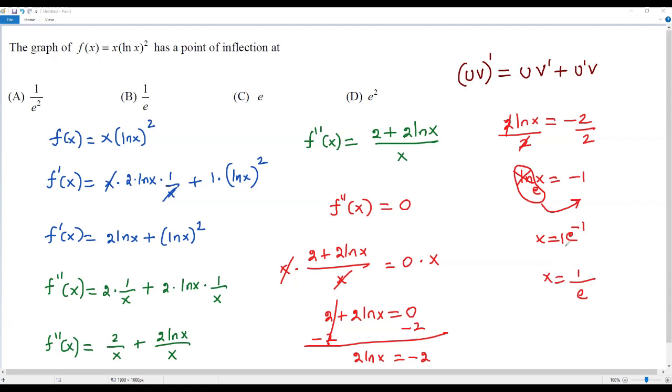I got this value of x by equating the second derivative to 0. Usually the value we get for x when we equate the second derivative to 0 represents a point of inflection. So that is why point of inflection for the graph of the given function at x equals to 1 over e. So we find 1 over e in answer choice B. The correct answer choice for this question is B.